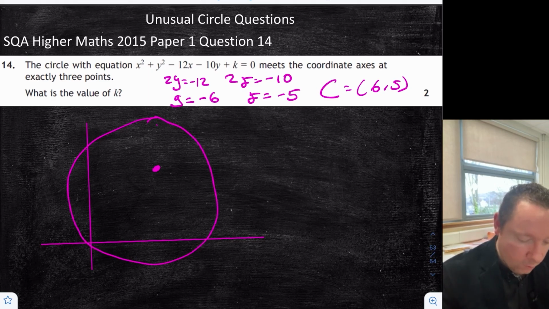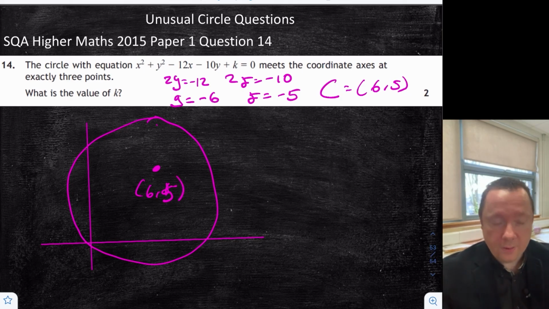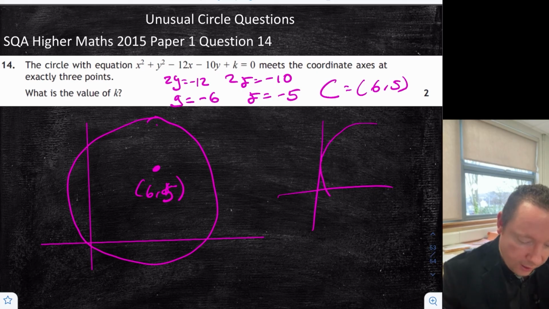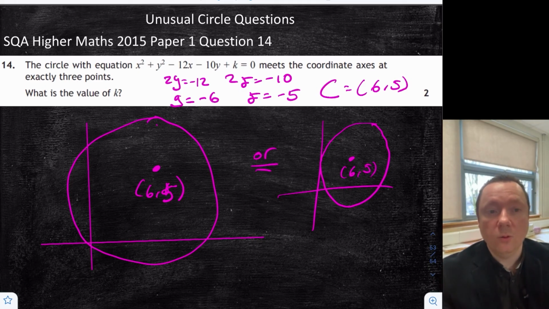That would be one option. And this is just a wee quick sketch to get an idea of what's happening. But also, we could have the y-axis be a tangent. So we could alternatively have something like this is a tangent, but then it dips under. And this is at 0, 6. So that's our 2 options for this question. So we'll just look at option 1 and option 2.